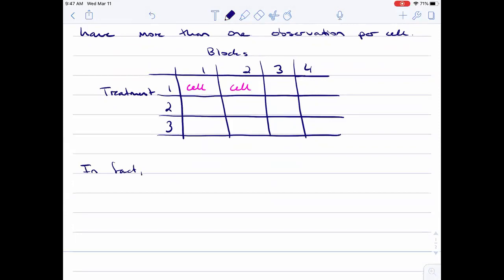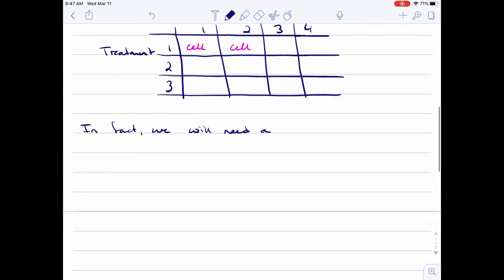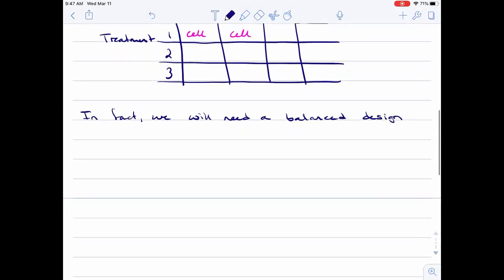In fact, we will need a balanced design to establish interaction, right? And a balanced design is the same number of observations per cell.